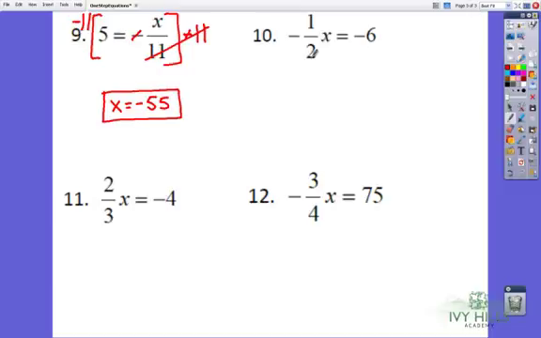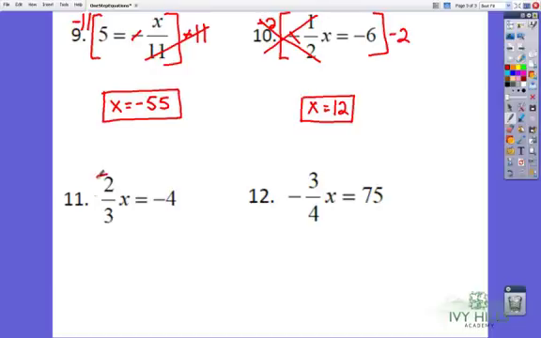Number 10, negative 1/2 times x equals negative 6. This time I will multiply both sides by the reciprocal of negative 1/2. The reciprocal of 1/2 is 2. Remember, I will also multiply both sides by a negative to get rid of this negative as well. So negative 6 times negative 2 is going to be positive 12. So x will equal positive 12.